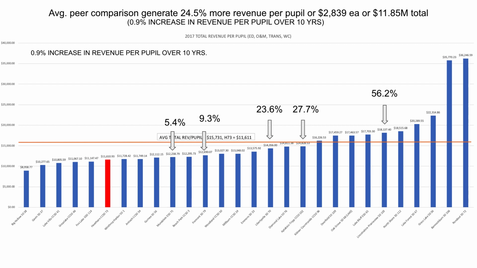Fast forwarding to 2017, as we look at our revenue per pupil, you will note that we are now in the bottom 25% approximately amongst our peers. The overall increase over those 10 years has been only 0.9%. To a great degree, our expenses have been much more than that. Our average peer comparisons generate 24.5% more revenue per pupil, or $2,800 per student, or $11.8 million total for their districts in comparison to our district.